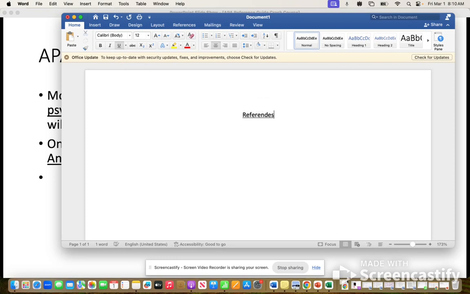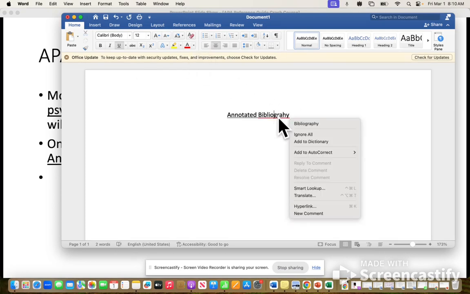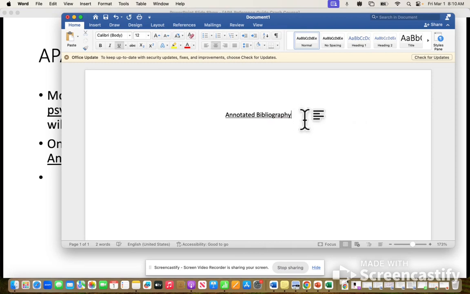However, because this is a specific assignment I'm having you do, you're actually going to write annotated bibliography. And bibliography is just a fancy old word for references, or in MLA, they call it works cited. Annotated means you're adding notes, you're adding annotations, you're adding descriptions. So that is what you'll do to get it started.